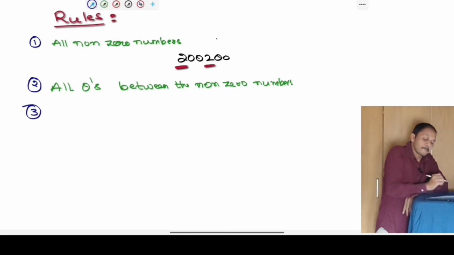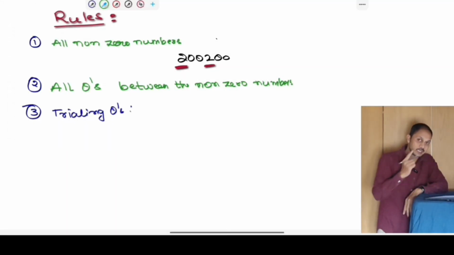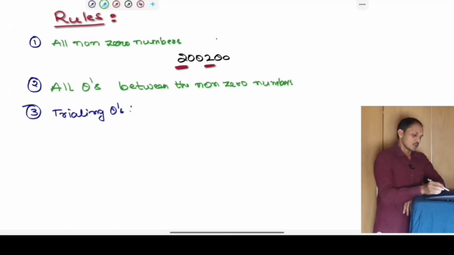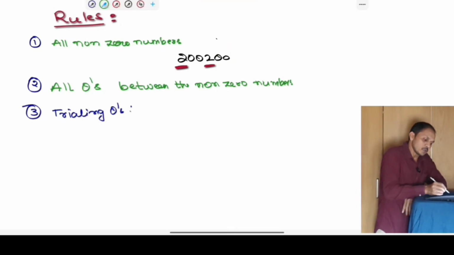Third point, about the remaining zeros, we call them trailing zeros. What is meant by trailing zeros? Trailing zeros means the zeros on the extreme right, the ending zeros of the number. So here we have 2 of them. At the end of the number, we have 2 zeros. Now, trailing zeros, when do they become significant?